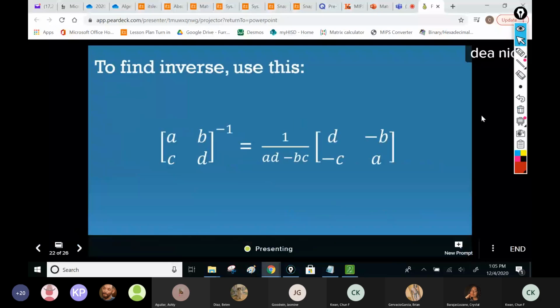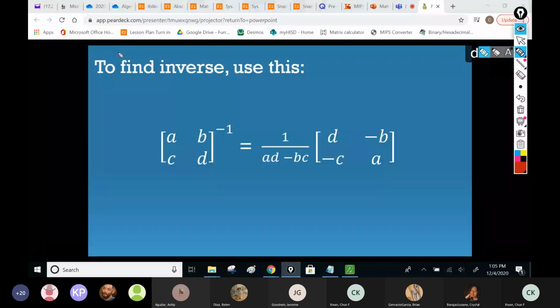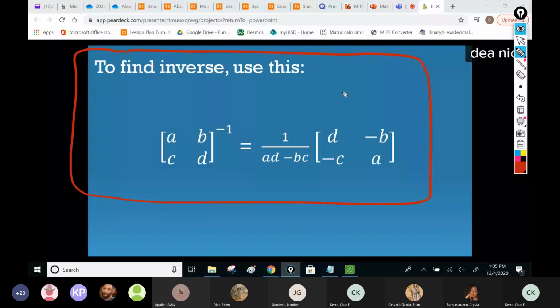All right, so to find the inverse, you guys are going to need a formula, and this is the formula that we use. I want you guys to write this down. This is the most important part of today's lesson. You need to know this formula. To find the inverse, we will use this formula right here, and I will explain how to use it in just a minute. It's actually much easier than you thought.